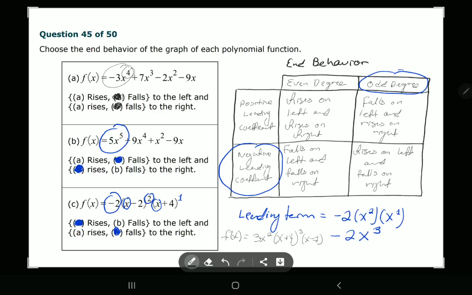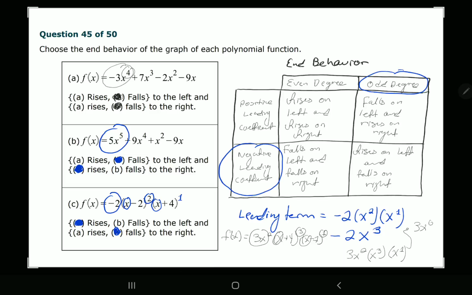Now to find the leading term of that, you're going to do the same thing. But in this case, you're going to multiply the 3x squared with the x to the third, with the x to the first, because there's an invisible one here. Those are known as multiplicities when you see the exponents like that. Once again, multiply the same base, add the exponents. So 2 plus 3 is 5, 5 plus 1 is 6. My leading term will be 3x to the 6th power.